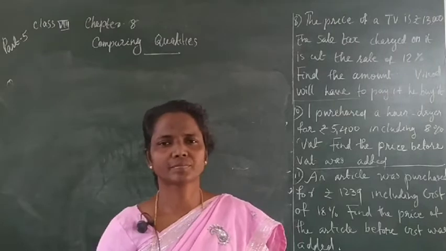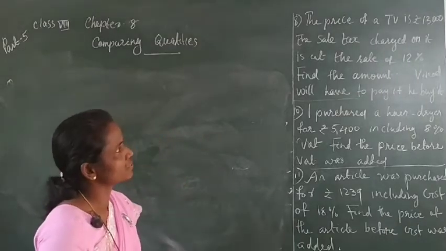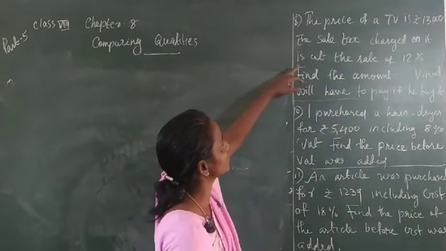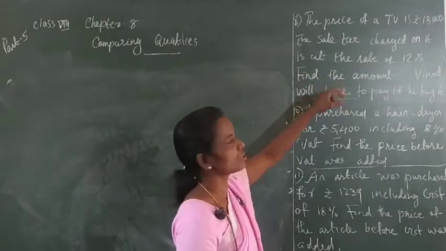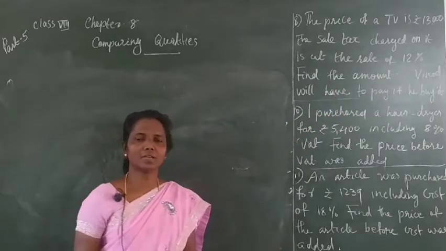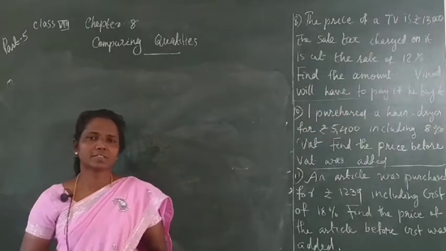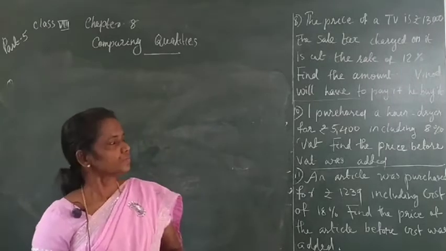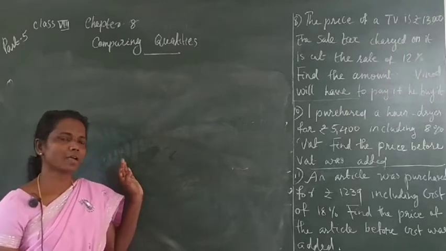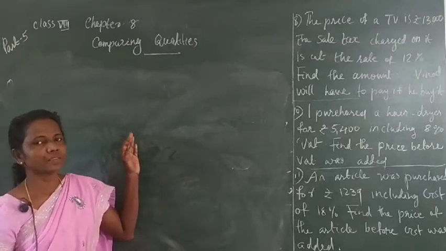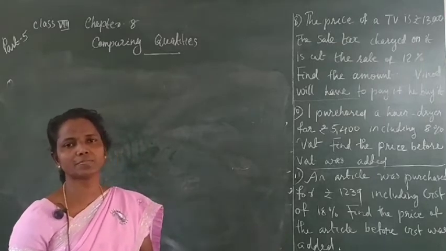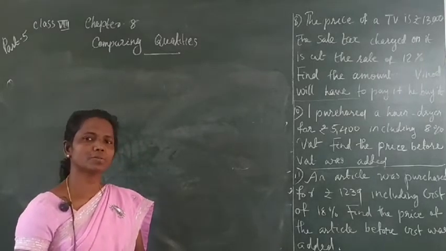Question 8. The price of a TV is 30,000. The sale tax charged on it is at the rate of 12%. Find the amount Vinod will have to pay if he buys it. Then what is sale tax? Sale tax is charged by government on the sale of an item. Then this sale tax is collected by shopkeepers from customers and given to government.